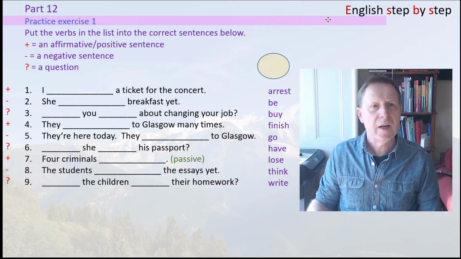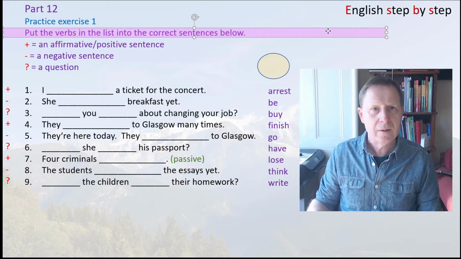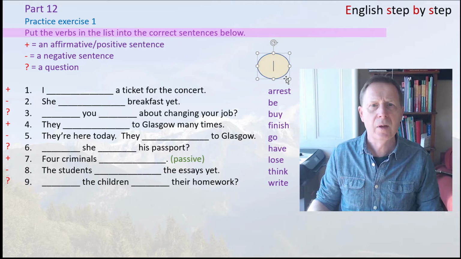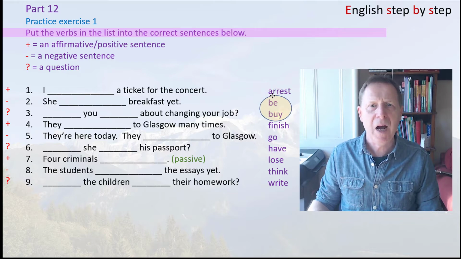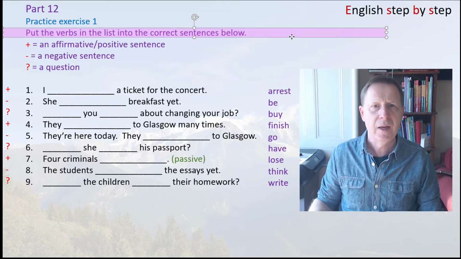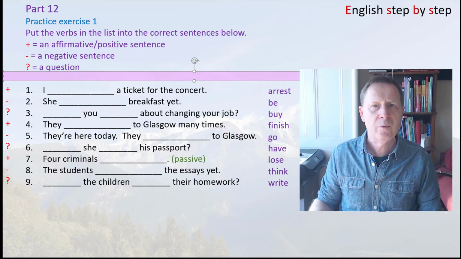So here's practice exercise 1. Put the verbs in the list on the right into the correct sentences below. So here are the verbs. You can see: arrest, be, buy, finish, go, have, lose, think, write. So choose the verbs for the sentences, and you have to decide how to make the structure of the verb.